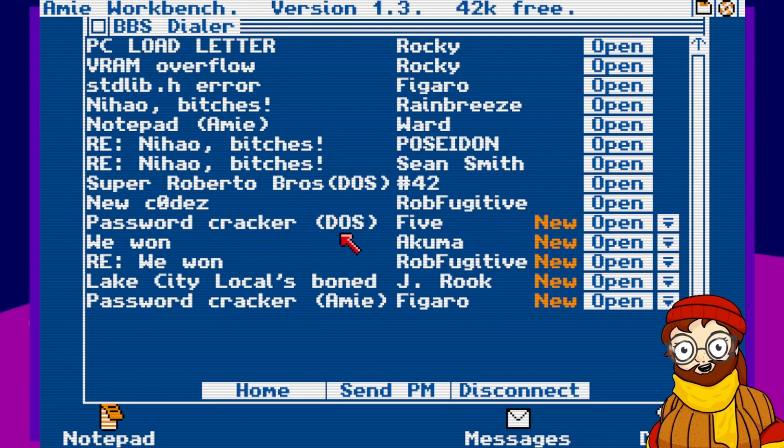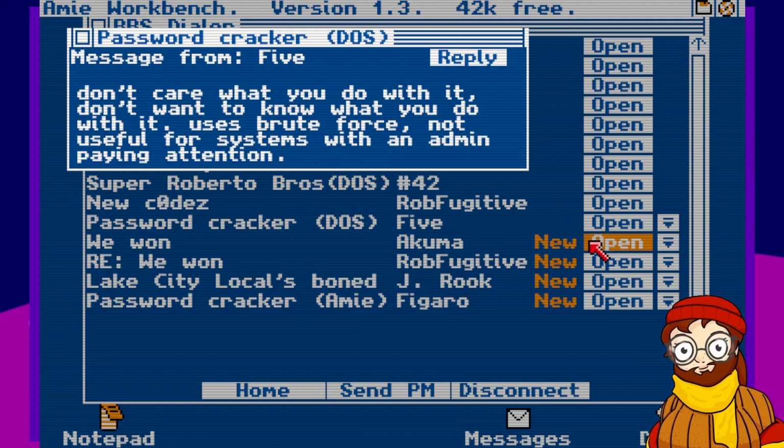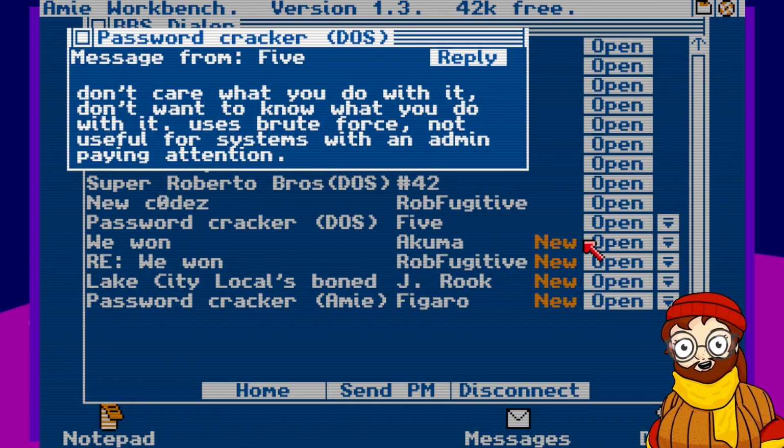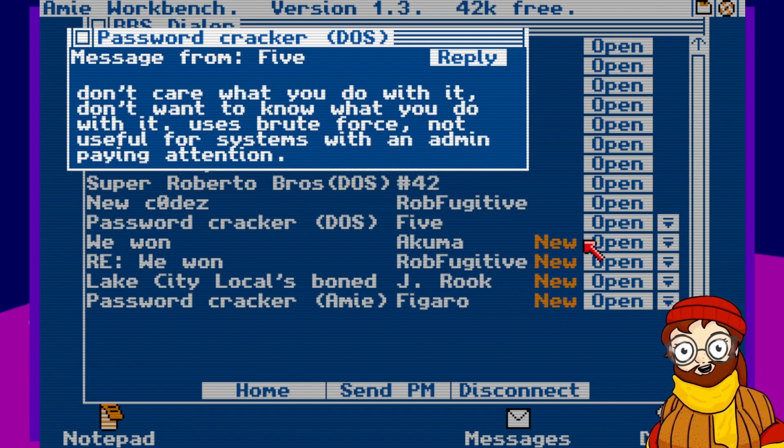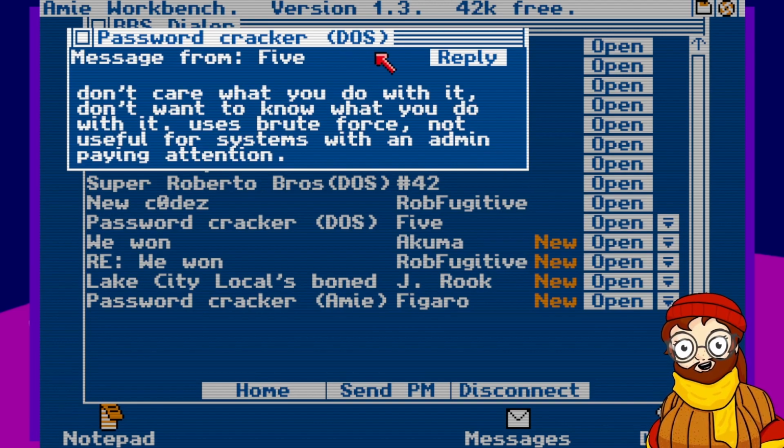Okay. Password cracker. DOS. Don't care what you do with it. Don't want to know what you do with it. Uses brute force. Not useful for systems with an admin paying attention. Uh-huh. But it's for DOS. And we're on an Amy.